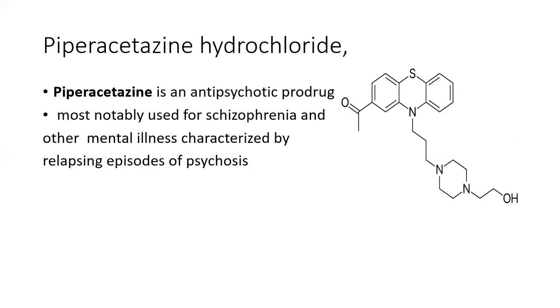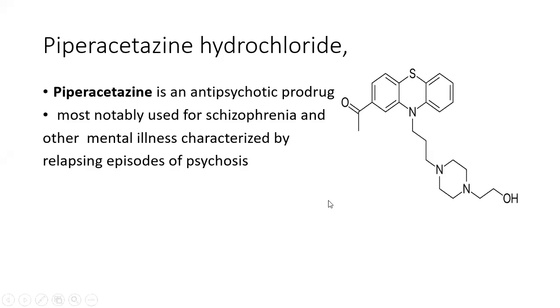Next drug is piperacetazine. Here you can see there is an acetyl group, CH3 C double bond O. Acetyl group is there. And here the piperazine ring is present. So it is piperacetazine. You can remember the name by the substituent, because the phenothiazine ring is similar in all the compounds; only the substitution varies.